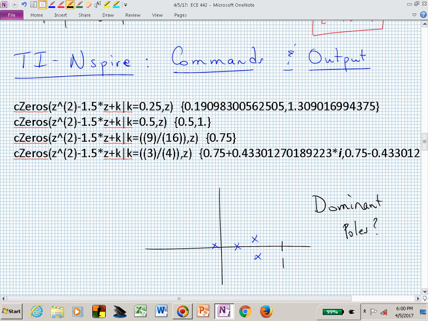Are the ones closest to the origin the dominant poles? And by dominant, I mean those are really the slowest poles, correct? The slowest poles are going to dominate my response, and that's what you want to meet your design specifications. The other poles you would want to be faster.